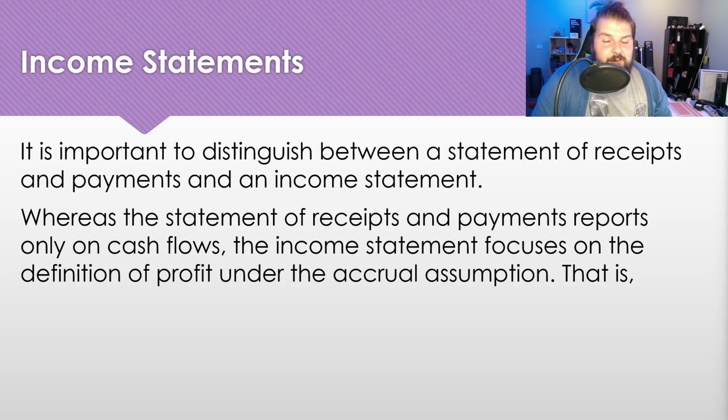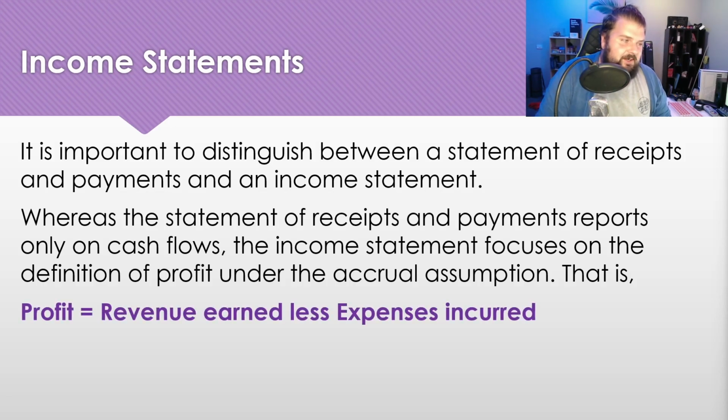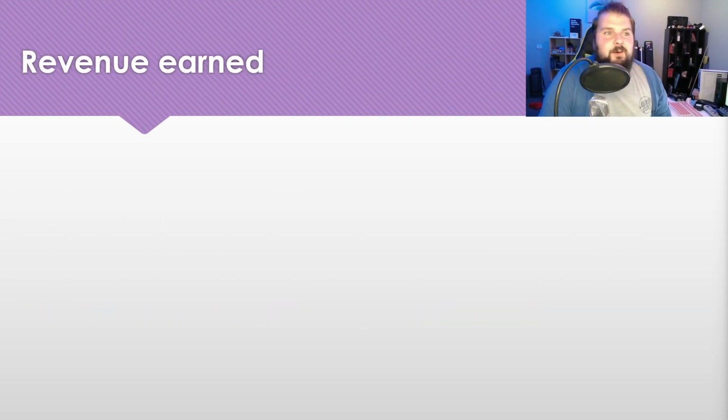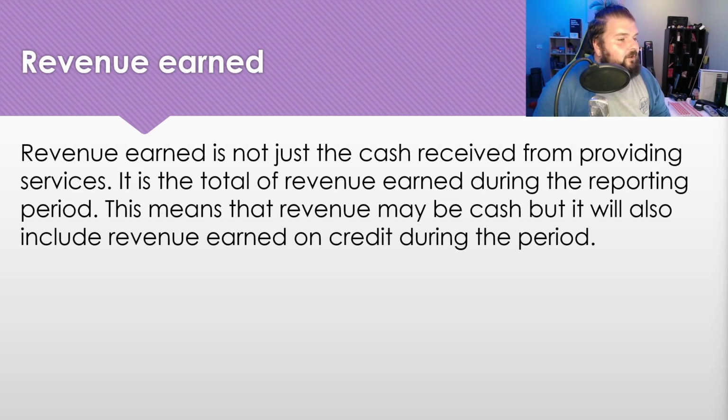And if you remember the accrual assumption, it's that the revenues that occur within the period are matched against the expenses incurred, which gives us this definition. Profit equals revenue earned less expenses incurred. Now, you might be asking, what is revenue earned? Revenue earned isn't just the cash that flows in, but it's actually all revenues that flow into the business during a period. So, this could be credit transactions that occur during the period.